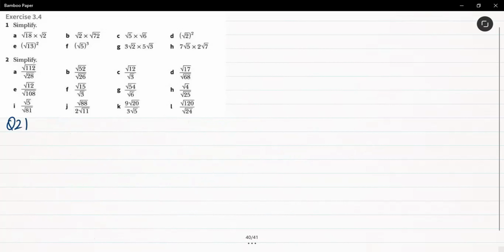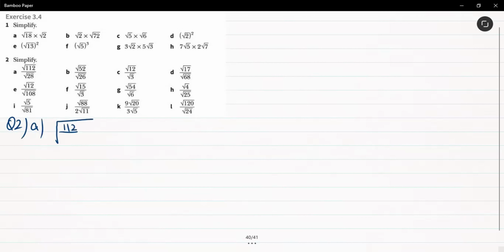Okay. For question number 2, part A. Now, as we go through these questions, the values may get bigger, but again, the same thing I'm going to repeat. If your concepts are clear, you're going to find it easier to solve any question. So, question number 2A.